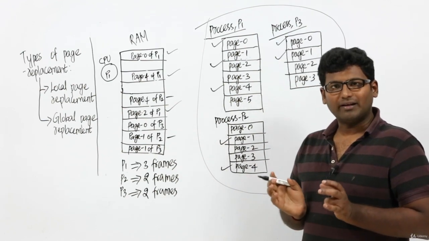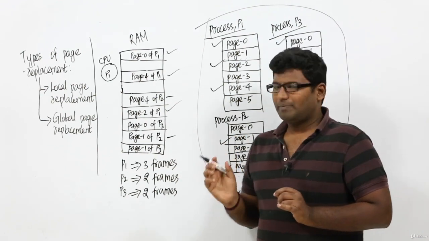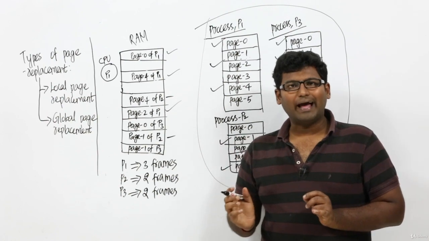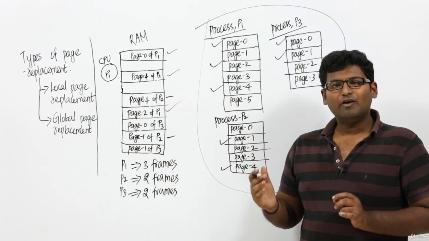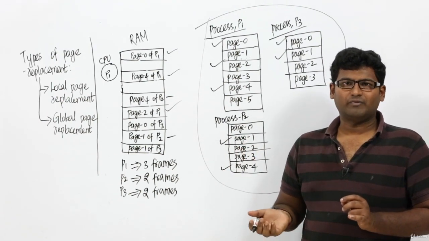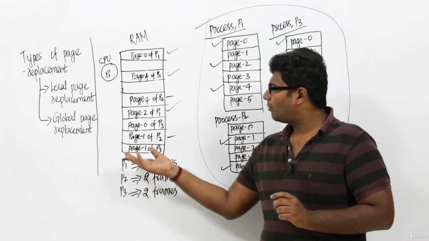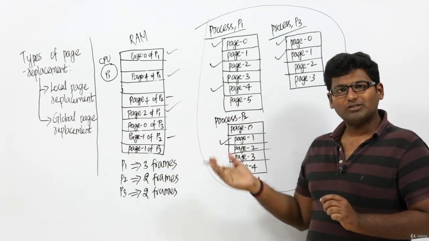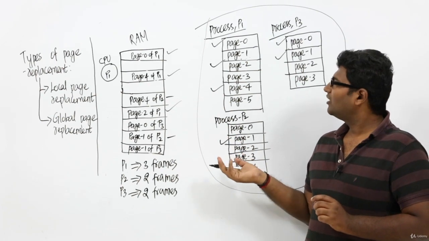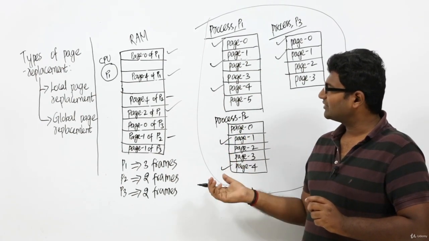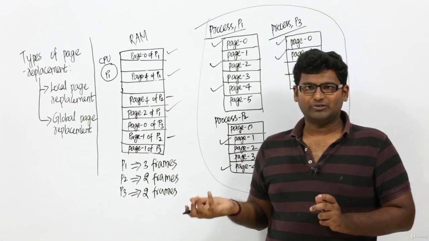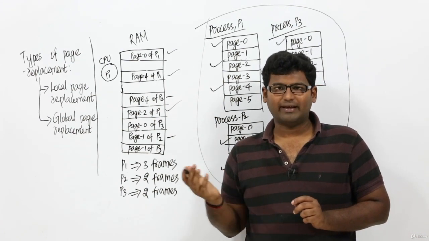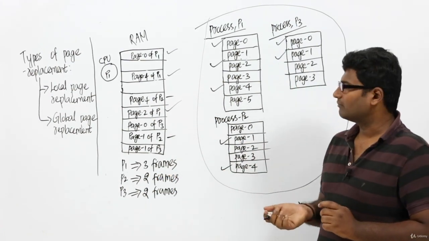In simple words, I can say that in local page replacement algorithm, page replacement happens only within the frames of a particular process, right? Whereas global page replacement can happen across processes, right? Which means one page of one process can be replaced with a page of another process. That is what can happen in global page replacement algorithm.